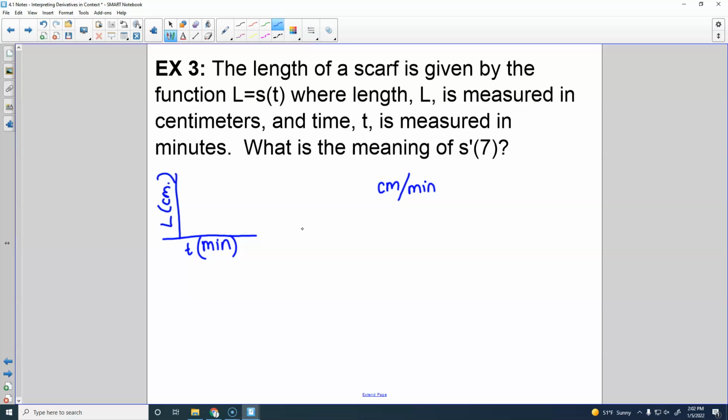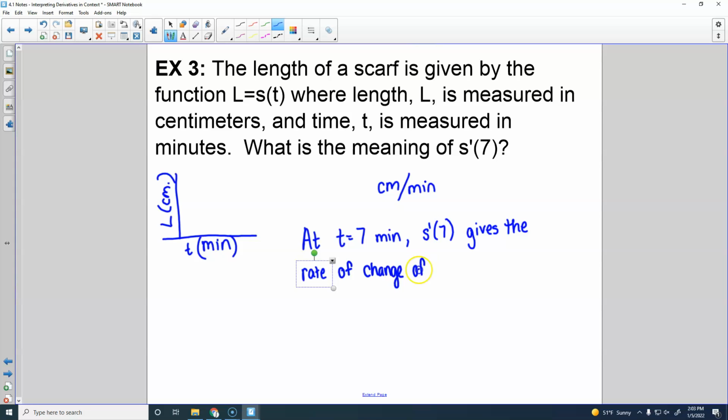whenever you find the derivative at a number, it is that slope or rate of change at that specific time. So we would say at t equals 7 minutes, S prime of 7 gives the rate of change of the length of the scarf in centimeters per minute. So if you're knitting this scarf and S prime of 7 is, let's say, 5, you would be knitting that scarf at 5 centimeters per minute.